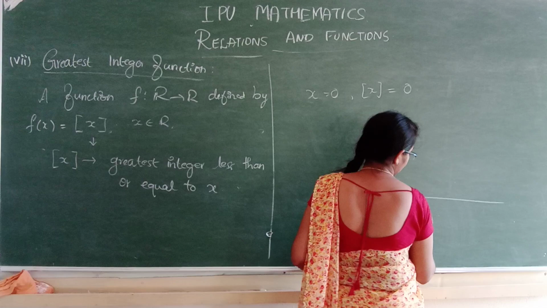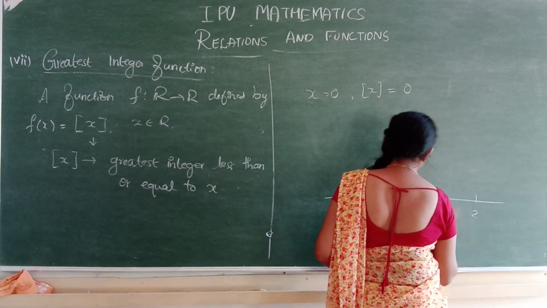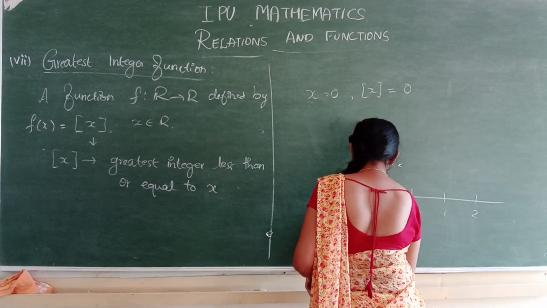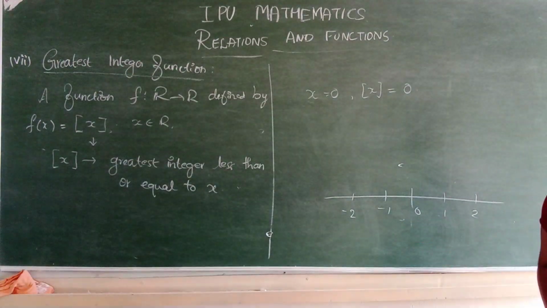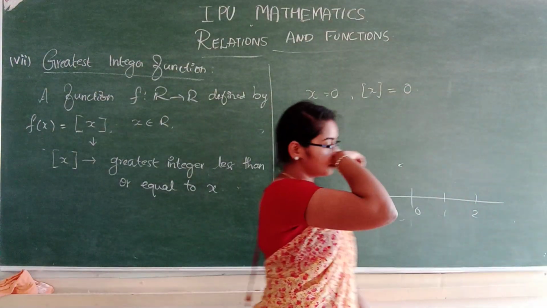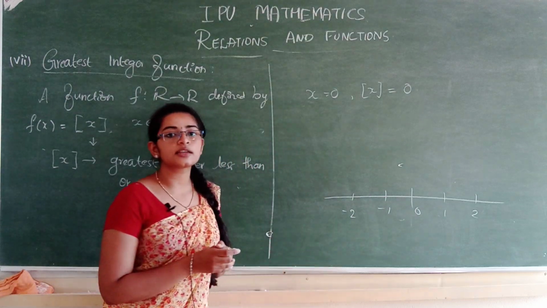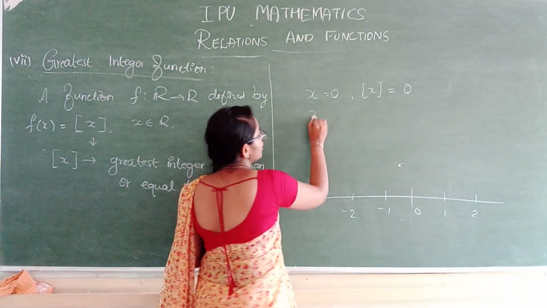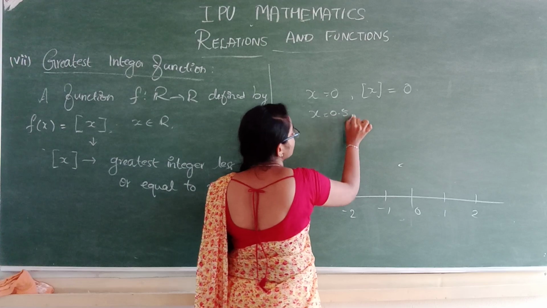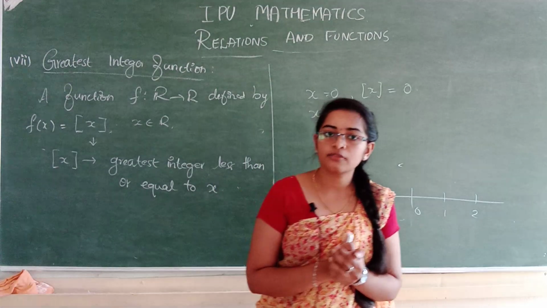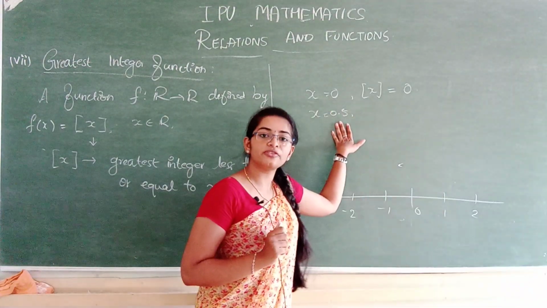I have 0 here, 1, 2, minus 1, minus 2, and so on. I have so many numbers here, integers here. See, if I take x equal to 0.5, what is my greatest integer x for x equal to 0.5?